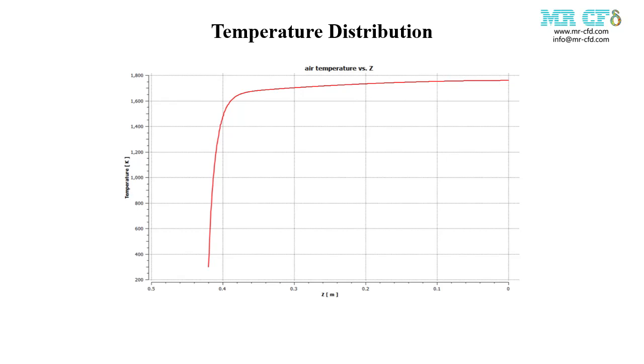This graph provides a clear visualization of the temperature change along the axial direction. As you see, there is a sharp temperature rise from about 300 Kelvin to over 1600 in a very short distance. After this initial rapid increase, the temperature continues to rise more gradually, approaching 1800 Kelvin at the outlet. This graph confirms that the most significant heating occurs near the inlet, with diminishing returns as the air moves toward the outlet.